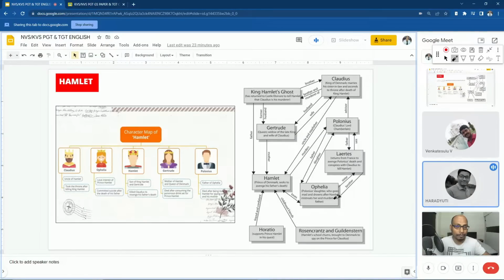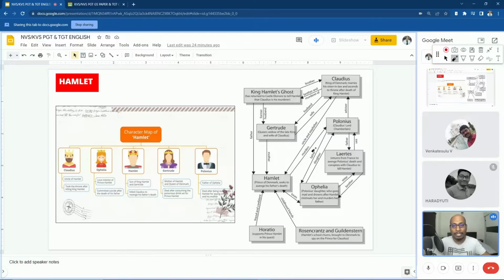Why is she drowned? Because she was rejected by Hamlet, and Hamlet became mad, and Hamlet killed her father Polonius. And she did not actually commit suicide. She was near a water body and she was trying to pick some flowers or something, and she accidentally fell into the water and she drowned. Okay, sir. Right?